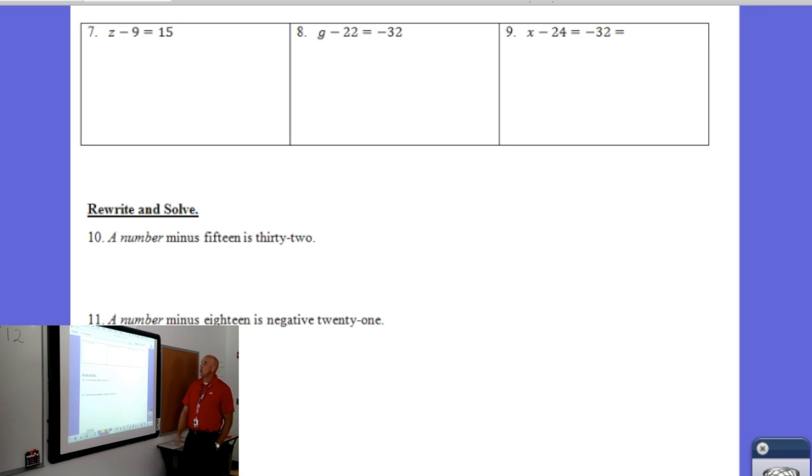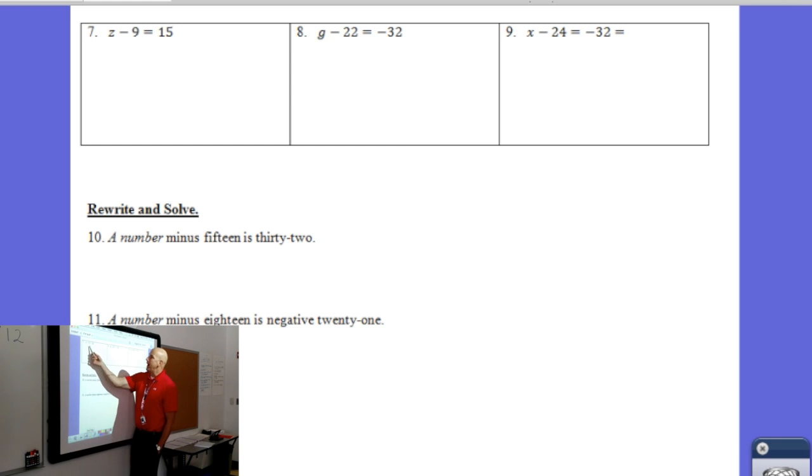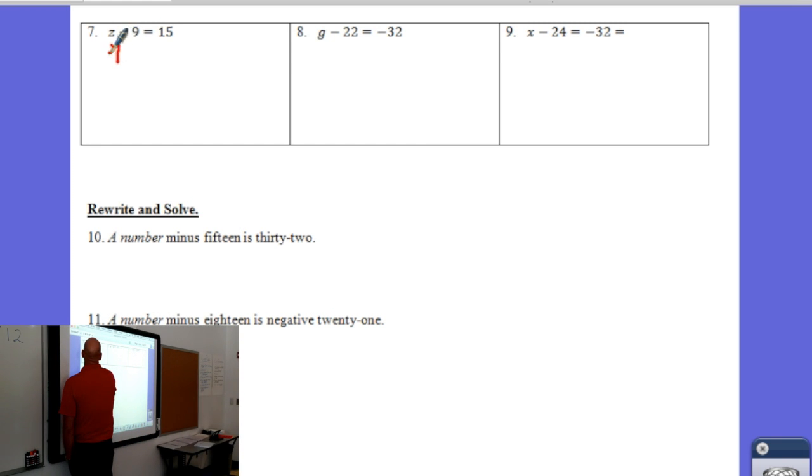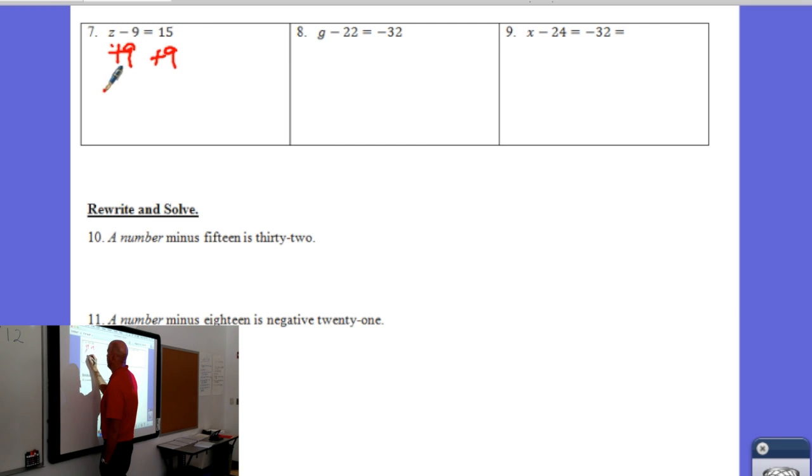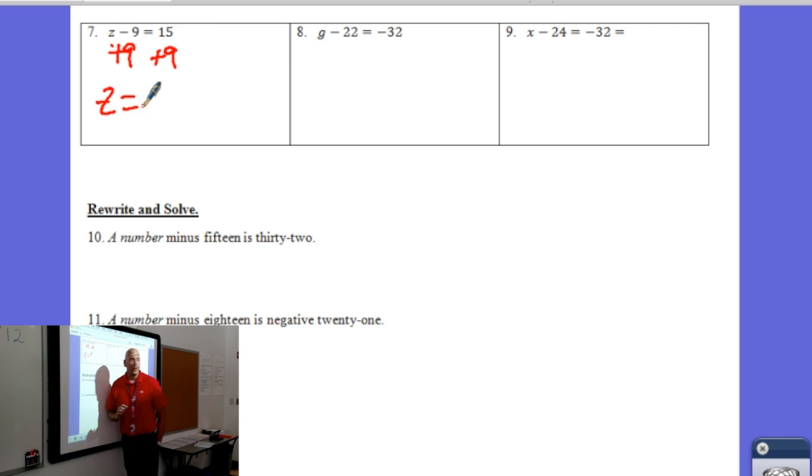Now we see variables. Z minus 9 equals 15. What do we do? Z minus 9 equals 15. Add what? 9. Yep. So we're going to add 9 to both sides. Our 9's cancel. We're left with z equals, and what's 15 plus 9? 24.